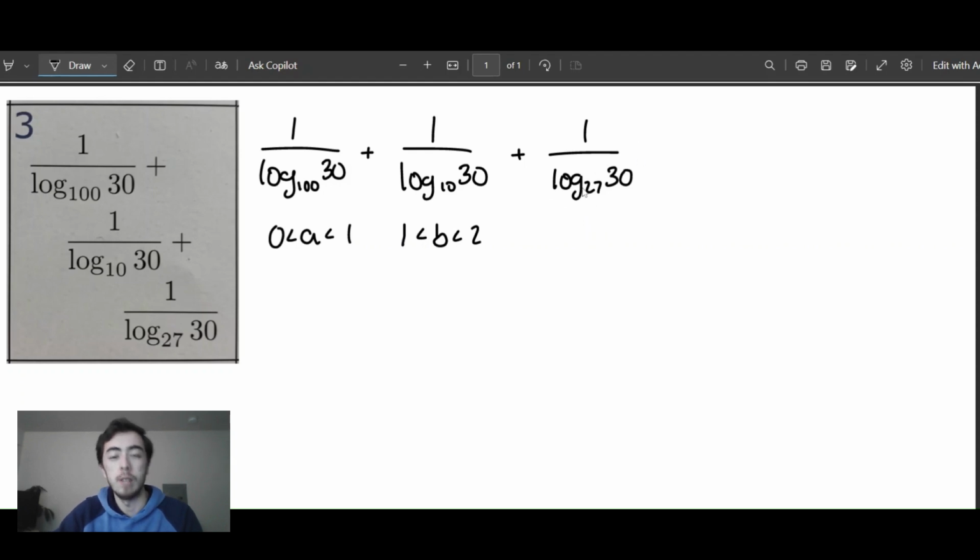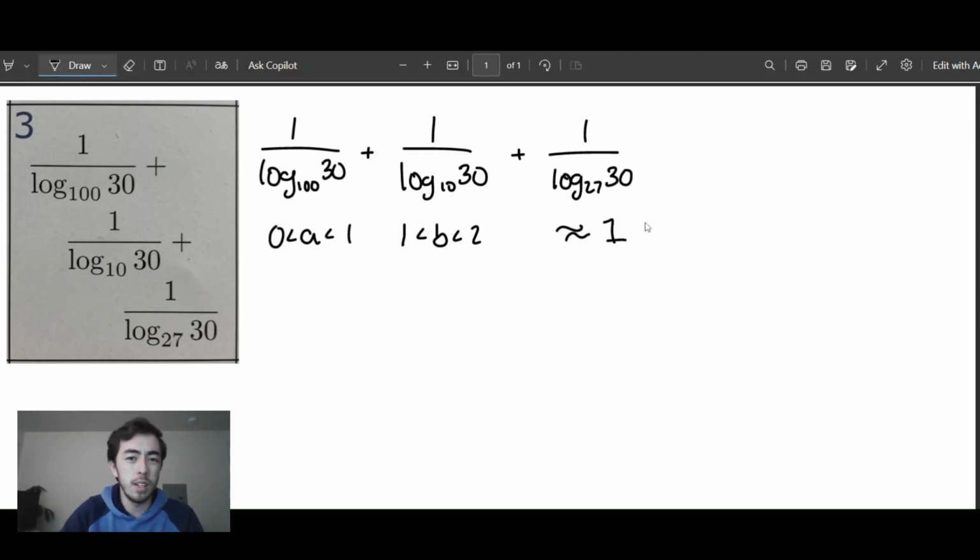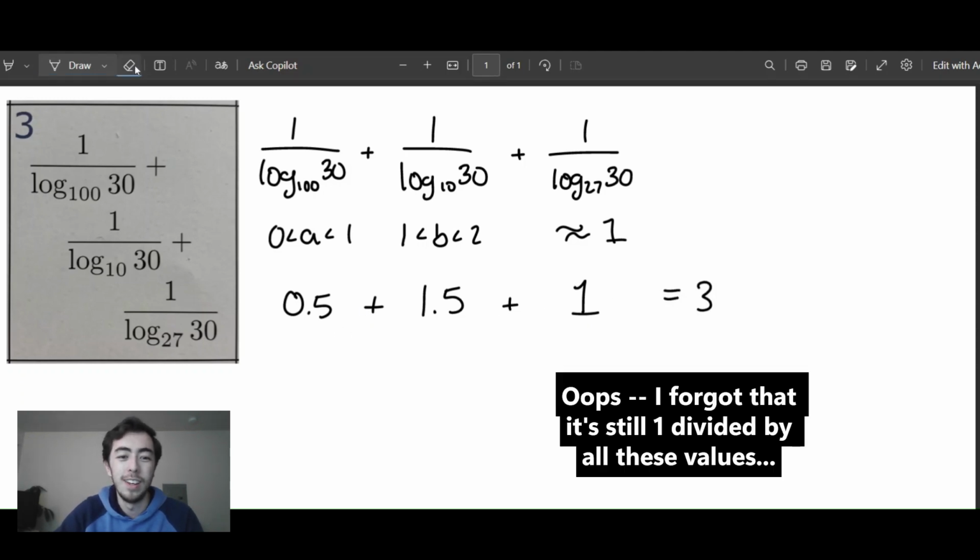And this one asks how many 27s do I need to multiply all together to get to 30. And it looks like I need just barely more than 1. So this one is about a 1. So I can kind of see why this is going to be the number 3, because you can imagine this is about 1/2, this is about 1.5, and this is about 1. So adding them all up is going to get me, well, hopefully 3.